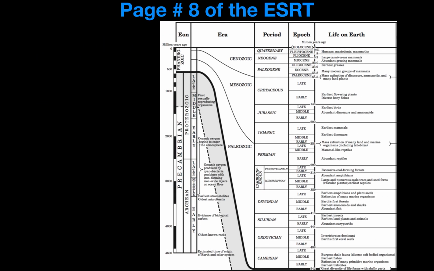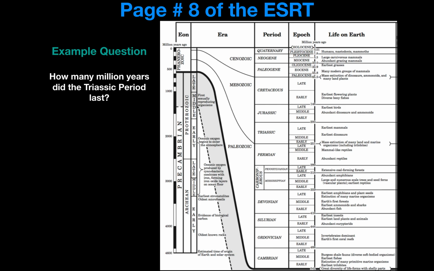We have one last example question for you. How many million years did the Triassic period last? So our first step is to locate the Triassic period. And if you remember, we have numbers on our timescale that represent millions of years. The Triassic period started 251 million years ago and ended 200 million years ago. So to figure out how long that actually took, we've got to do a little bit of simple subtraction. We take 251 million years ago and 200 million years ago, and we subtract them, and we end up with 51 million years. That's how long this time period lasted during the Triassic.